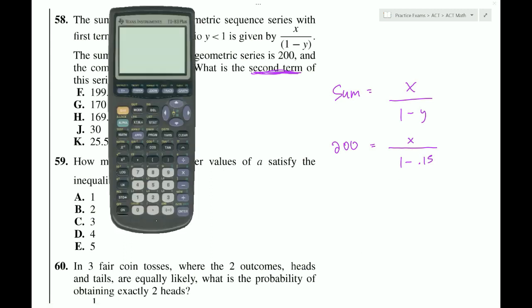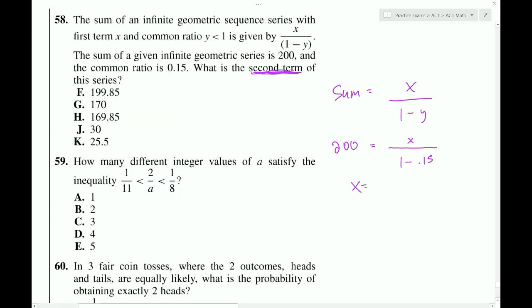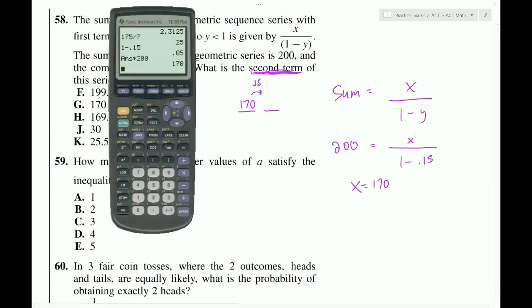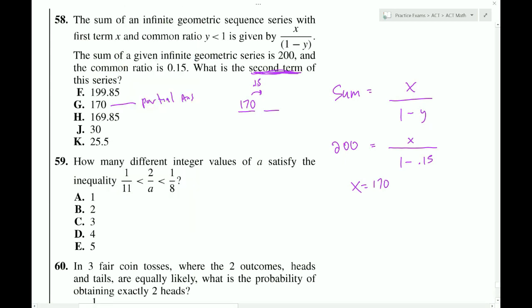So we grab the calculator. 1 minus 0.15, we get that. And then we have to multiply with 200, sort of a cross multiply. And x is going to equal 170, right? A lot of people are going to choose this, but you have to be aware of the partial answer, because that's really representing the first term of the series. We're looking for the second term, so we have to apply the common ratio of 0.15. So we have to multiply, because in a geometric series we multiply by that value, and you get 25.5.